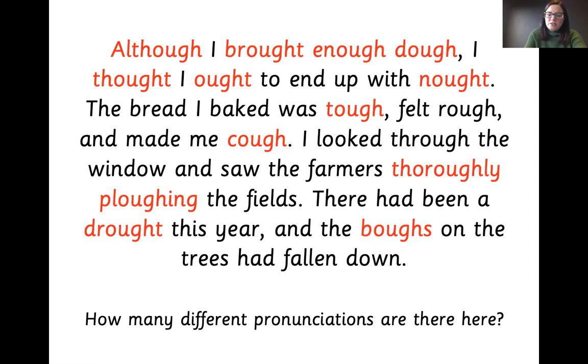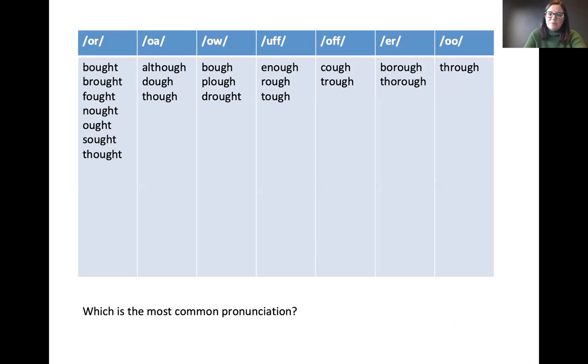But you know what? We can do it. Let's have a look at how many different pronunciations there are in there. So we've got the or sound, and there's a few words there with the or. We've got the O sound: although, do, though. Ow: bow, plough, drought. And that's the exception one where you put the T on the end of drought, but it still makes an ow sound. Uff: enough, rough, tough, off, cough and trough. Then we've got the sound in borough and thorough. And then we've got the oo sound with through.